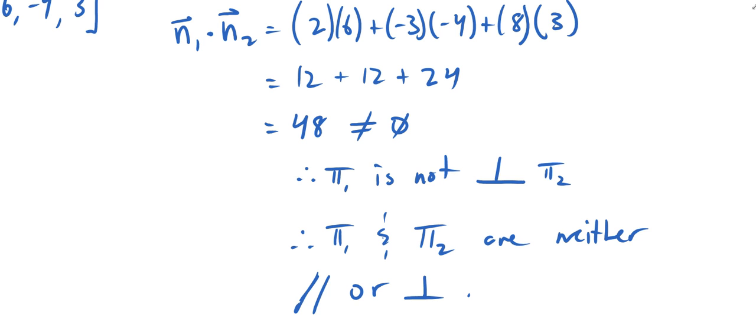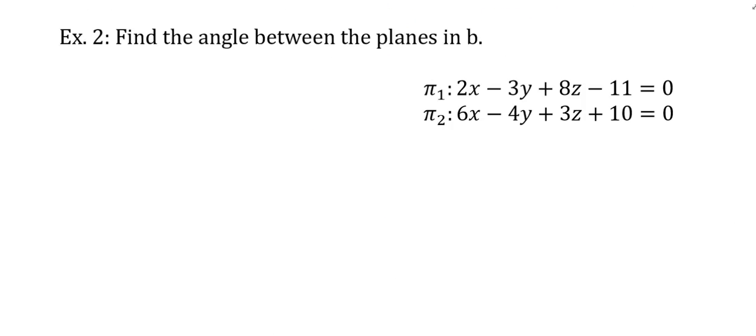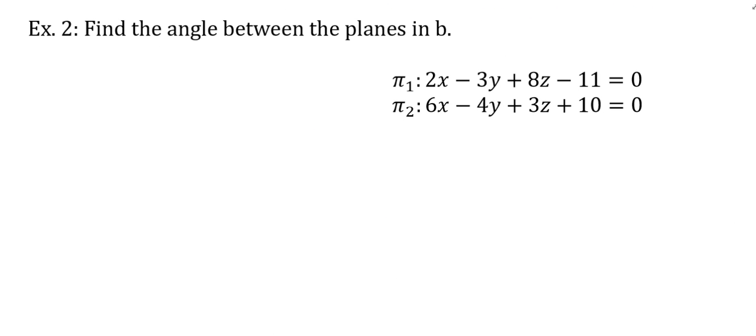Okay? Questions before we move on? So this is interesting. Find the angle between the planes in B. What does it even mean to be an angle between planes? Because different vectors in those planes would have different angles between them. So the angle between the planes, as we are going to calculate it, is not the angle between all vectors in each of the planes, right?